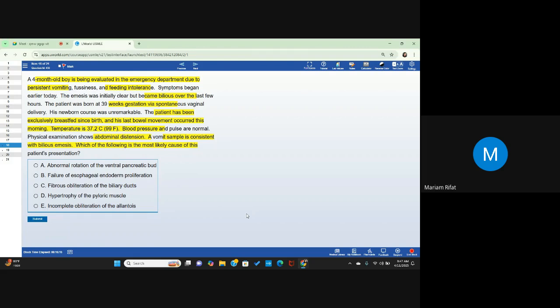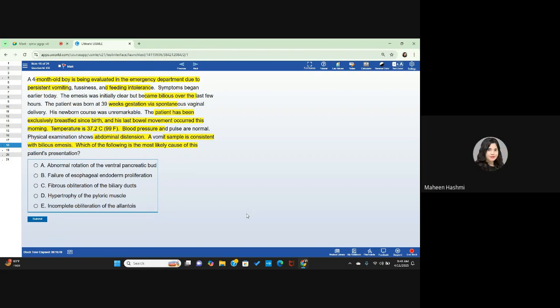So here in the options, we have the abnormal rotation of the ventral pancreatic bud, that is the annular pancreas that causes the duodenal atresia. And because of that, there will be the bilious vomiting. So A will be the answer here. If it were pyloric stenosis or the hypertrophy in HPS, it would not present with bilious vomiting. It would be non-bilious. And the other options are also not in favor.